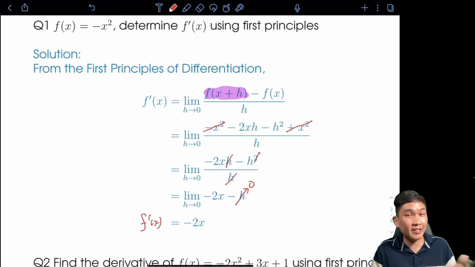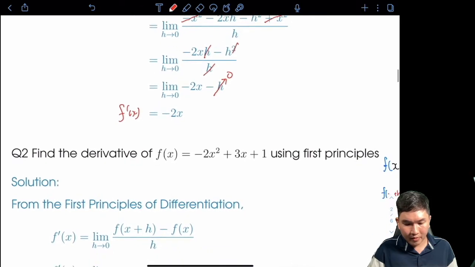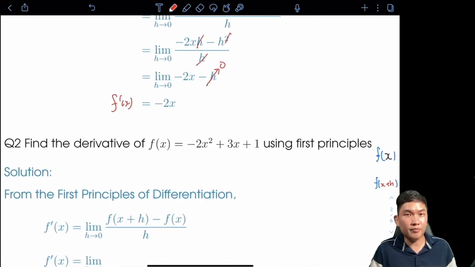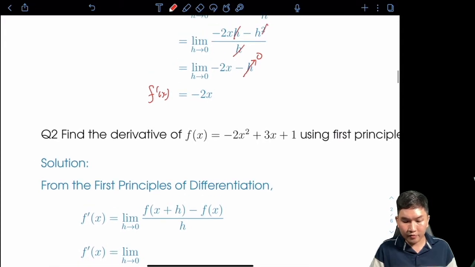Now let's look at another example. Okay, in this second example, we are dealing with a new function. This function is negative 2x squared plus 3x plus 1. We want to find the derivative, which means we want to find f prime of x using first principles, using differentiation.